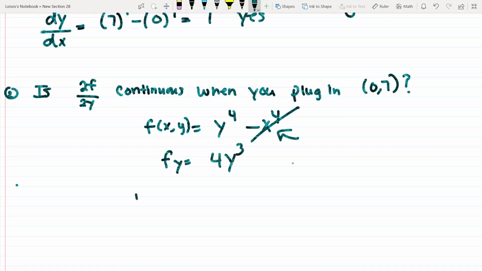Then if you plug in the coordinate y of 0, comma 7, we're doing partial derivatives, so we only have to plug in our y value because we don't have an x anymore. So it's 4 and then replace y with 7. So that would be yes, continuous. That just means it's unique.